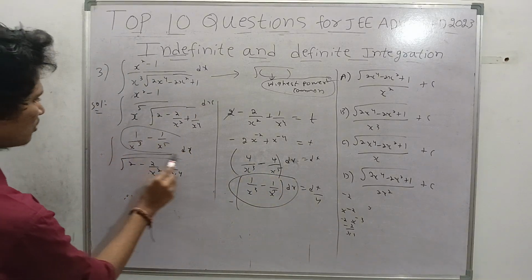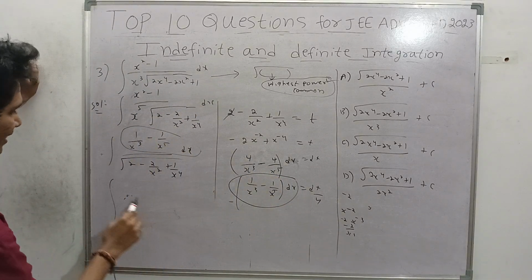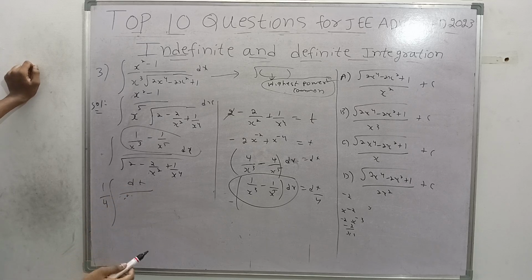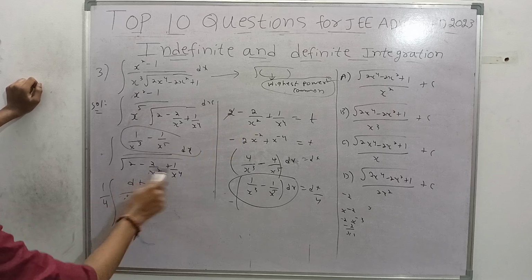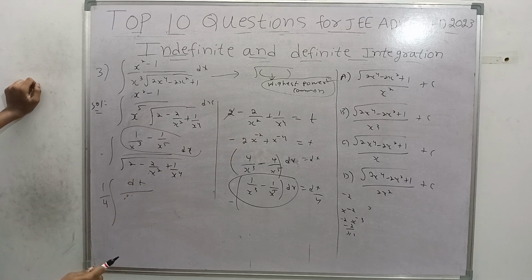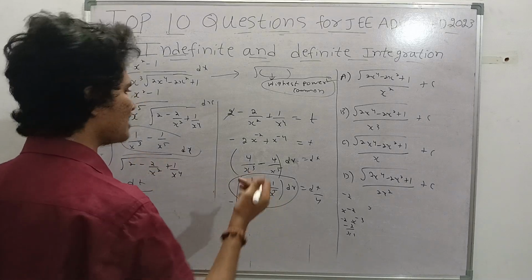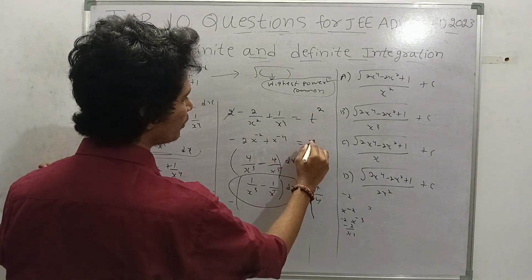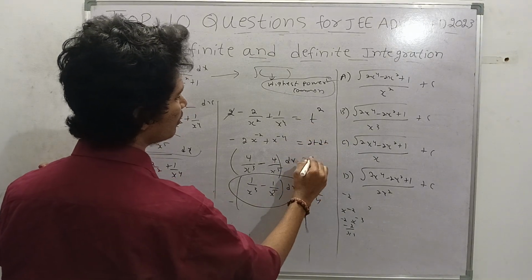Here it is present, so I can replace everything like this: 1 by 4 into dt divided by what I assumed, t. You can assume it as t square because it is under root now. There is no problem. When you assume t square, it will be 2t dt. Here it will be 2t dt. Why am I doing this? Because I have to remove the under root, so it will be easy for me to do the question.